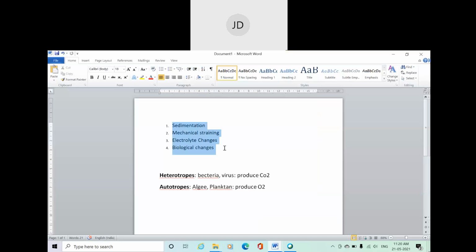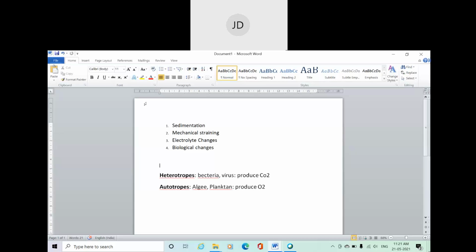Mechanisms like sedimentation, mechanical straining, electrolyte charge, and biological changes. So, in a broad way, we can say a gravity filter can use a physical approach, or chemical approach, or biological approach to purify water. Okay, not 100% purification, but somehow it can purify water. We can remove impurities from water to some extent.